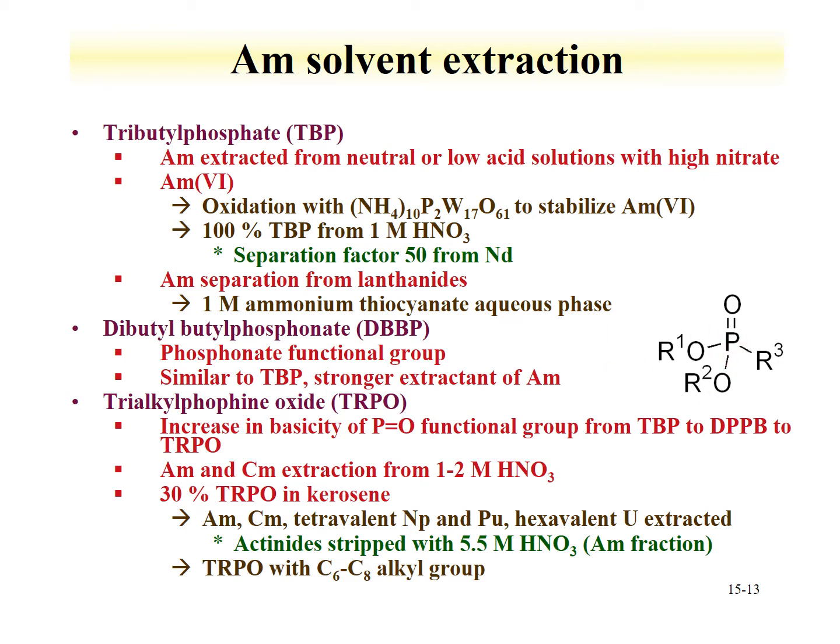Americium and curium are extracted from 1 to 2 molar nitric acid with this ligand. And studies have shown with 30% TRPOs in kerosene, americium, curium, and the trivalent, tetravalent neptunium, plutonium, hexavalent uranium can be extracted. And these were done with C6 and C8 functional groups on the TRPO.